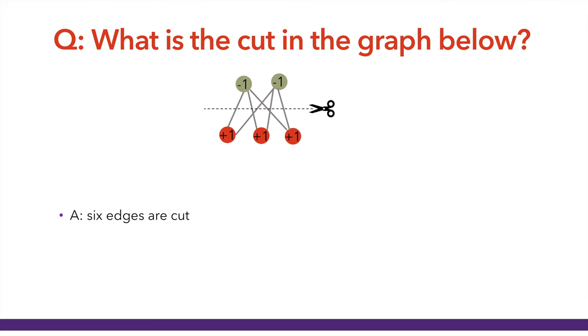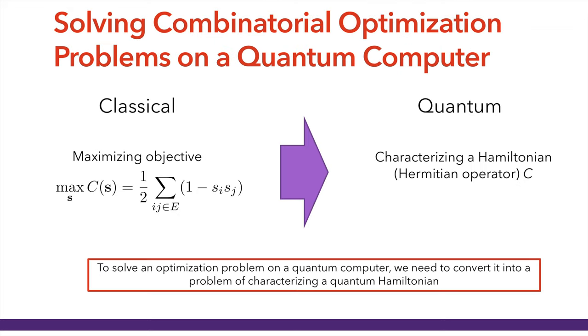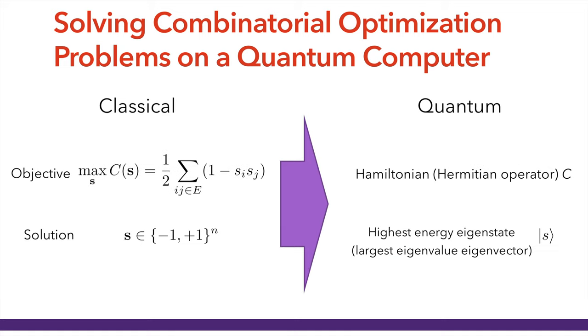So how do we take this classical problem and map it onto a quantum computer? In order to solve an optimization problem on a quantum computer, what we have to do is take this classical optimization problem and convert it into a problem of characterizing a quantum Hamiltonian, or in the language of mathematics, a Hermitian operator. And so then our solution classically, which is a binary string, which is the solution to our classical optimization problem, now becomes the highest energy eigenstate, or in less physicsy terms, largest eigenvalue eigenvector of this Hermitian operator or of this Hamiltonian.